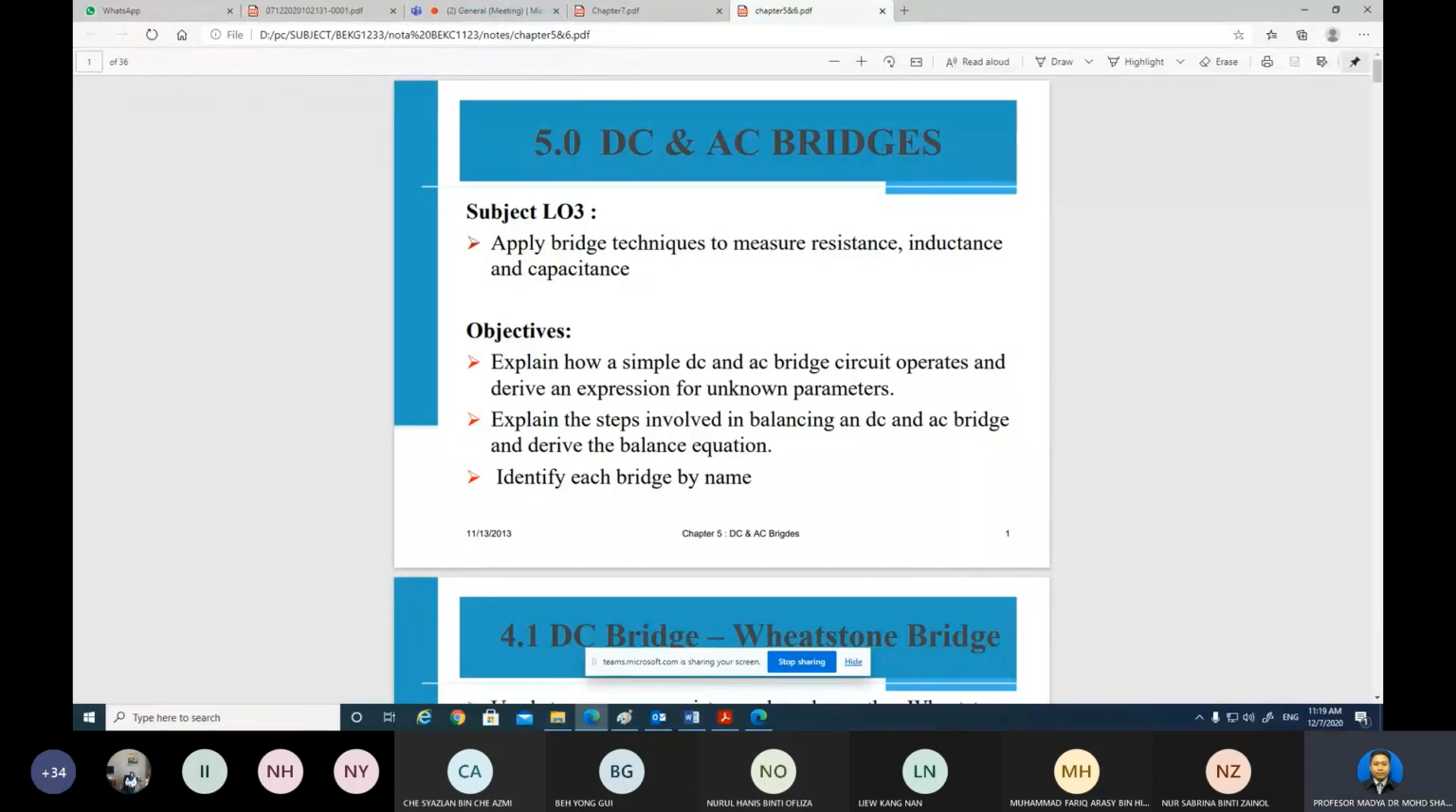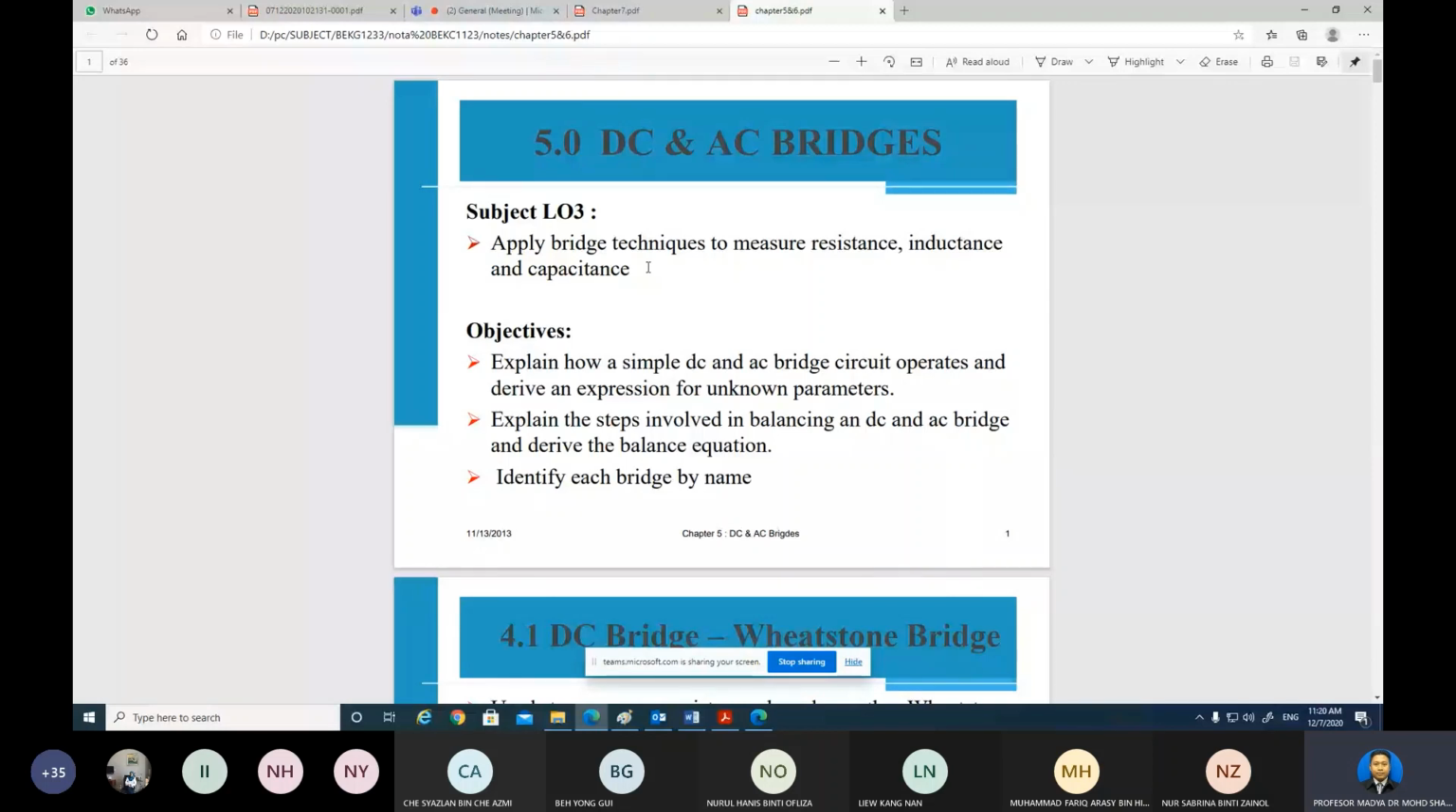This is the learning objective for topics number 5 and 6. Explain how a simple DC and AC bridge circuit operates and derive an expression for unknown parameters. Second, explain the steps involved in balancing DC and AC bridges and derive the balance equation. For DC bridge, we have the Wheatstone bridge and the Kelvin bridge, and every bridge has a different equation. That's why you have to derive it.